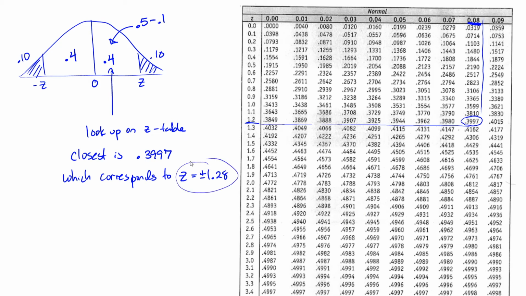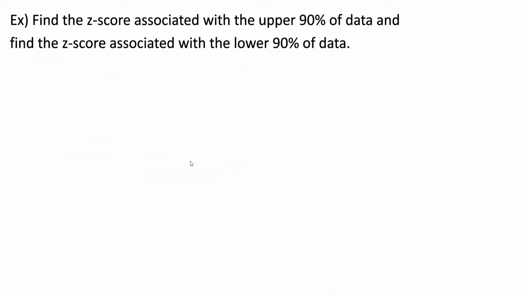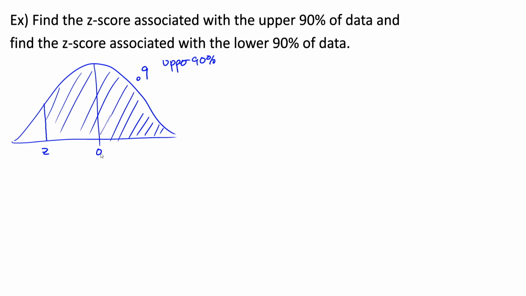So here's one more example. We want to find the z-score associated with the upper 90% of the data and find the z-score associated with the lower 90% of the data. So our upper 90% is going to look like this. Okay, so this is our upper 90%. Now we know that this piece of area looks like this because, again, remember, you have 50% of the data above the mean and you have 50% of data below the mean.